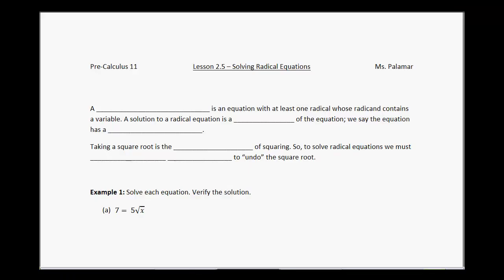Welcome to lesson 2.5, solving radical equations. Up until now we've been working with radical expressions, and now we're going to be moving on to equations where we're actually going to solve for our variable. So let's dive right in.